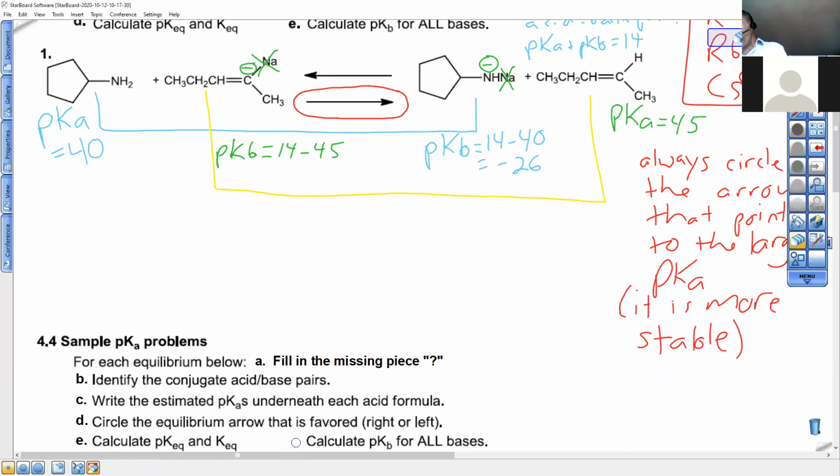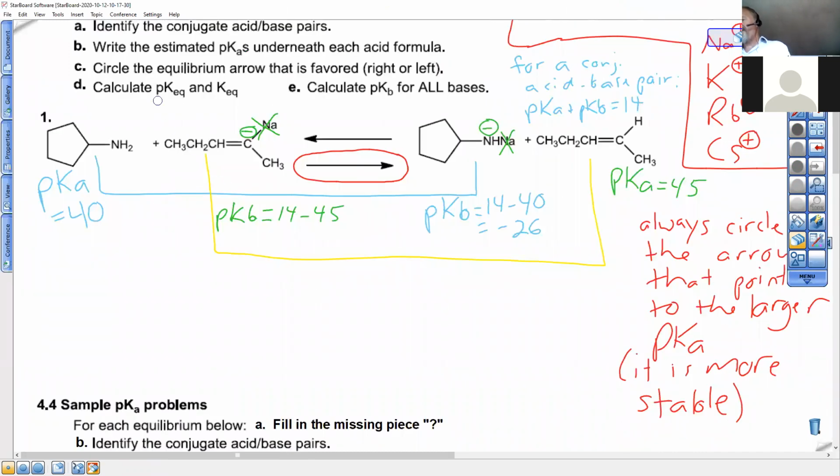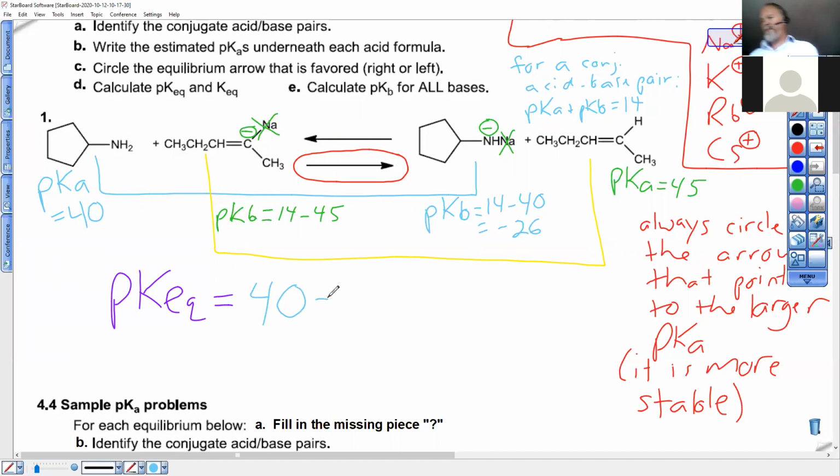And down here, what I've done, we're not quite done. It's more stable. We're supposed to calculate pKeq and Keq. We'll do that in purple. And this is where we left off last day. pKeq is always the pKa of the acid on the left side of the equilibrium. In this case, 40. Because that acid is reacting in the correct direction as an acid would, giving up its proton to create its conjugate base.